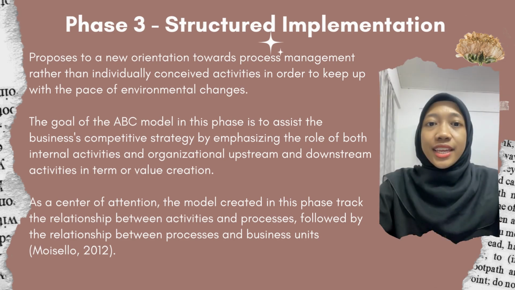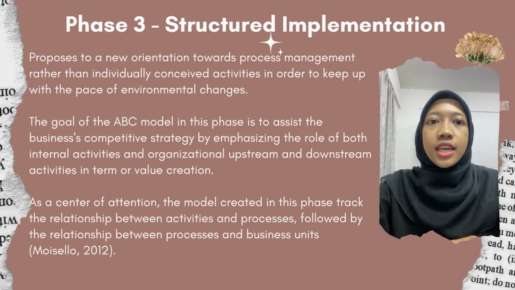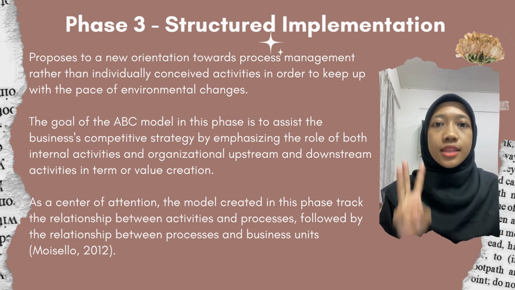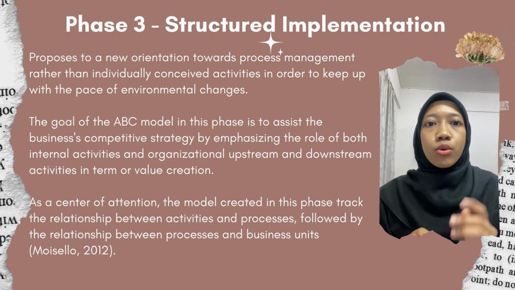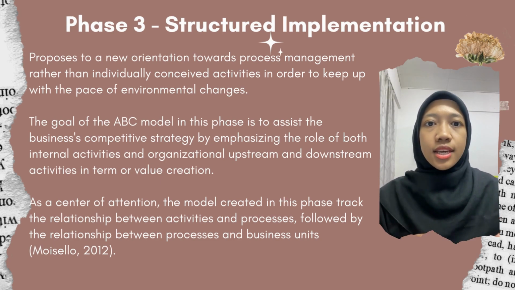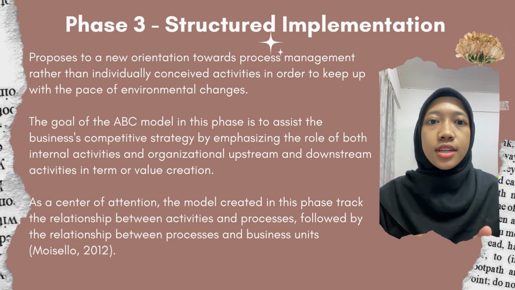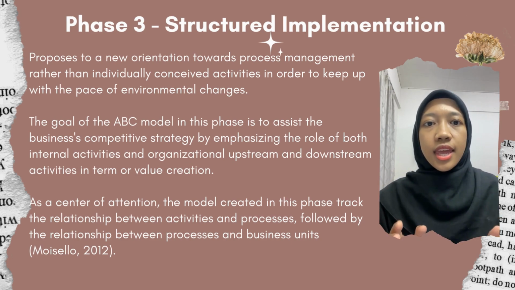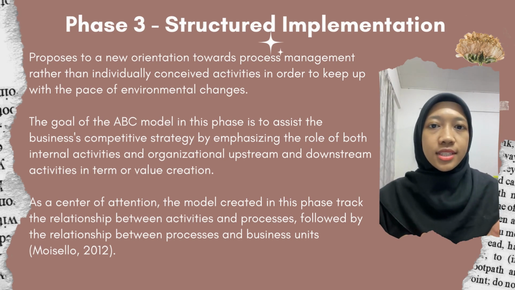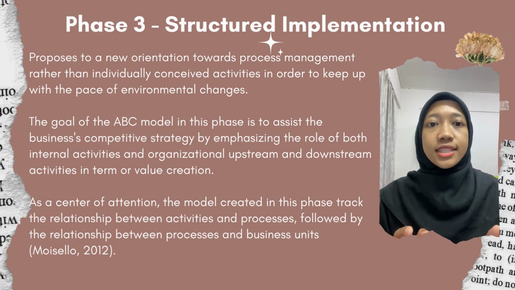The information for strategic planning is provided in the third stage models, which extend the analysis beyond the internal activities to also include those external to the business unit. The systems produced in this phase trace the relation between activities and process, and then between process and business unit as a focus of attention.